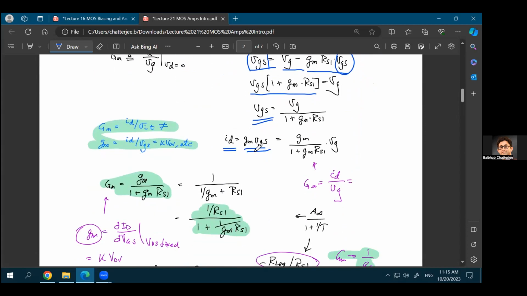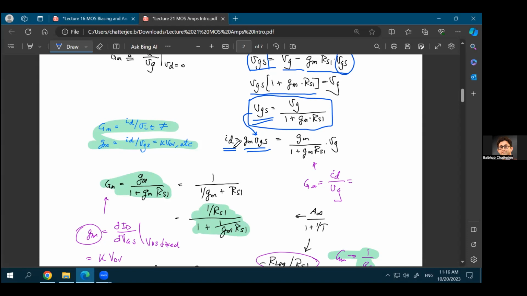So ID is equal to GM times VGS. That would be equal to GM divided by 1 plus GM times RS1, times VG, because you already know VGS looks like this. This is your equation of VGS. You just put this equation of VGS over here, and you find ID to be equal to GM divided by 1 plus GM RS1 times VG. So this also gives you some sense that there is a degeneration factor of GM times RS1.